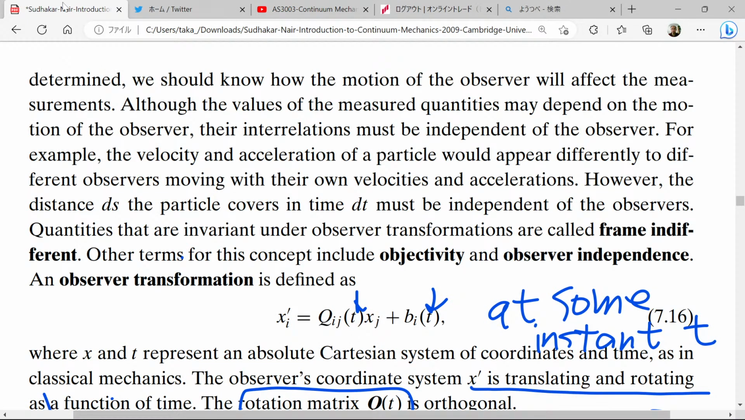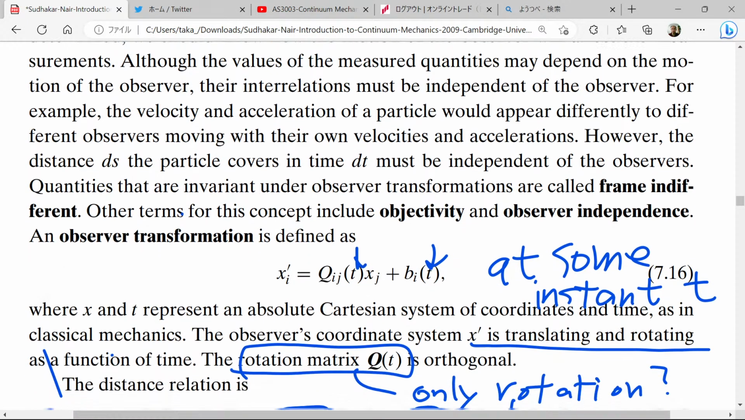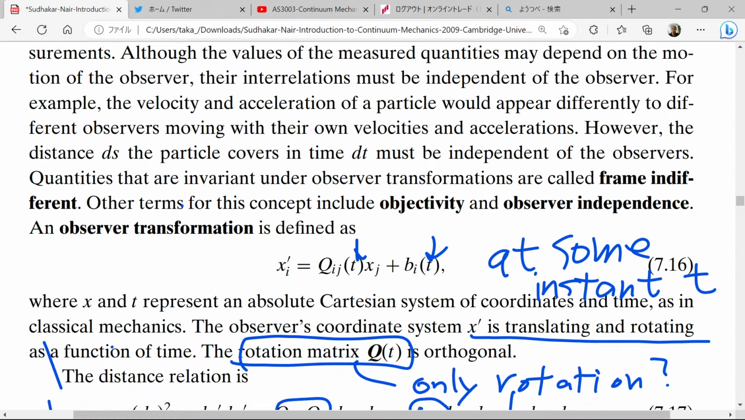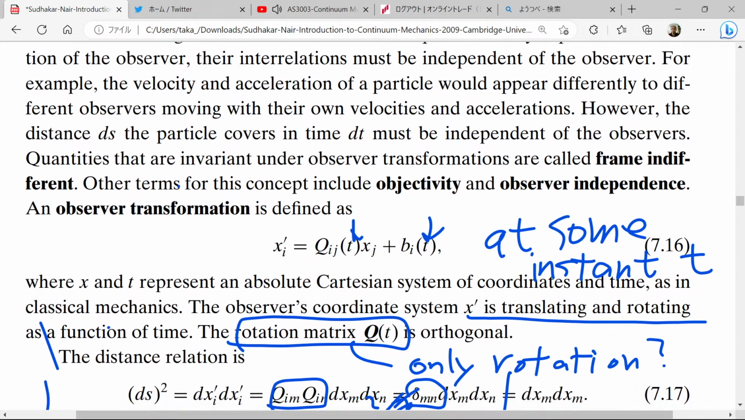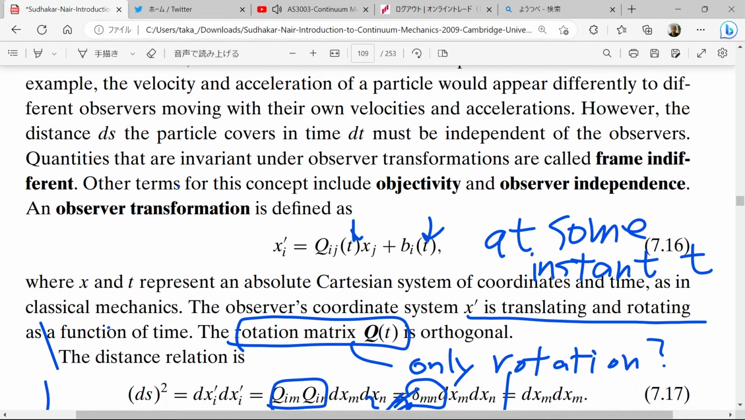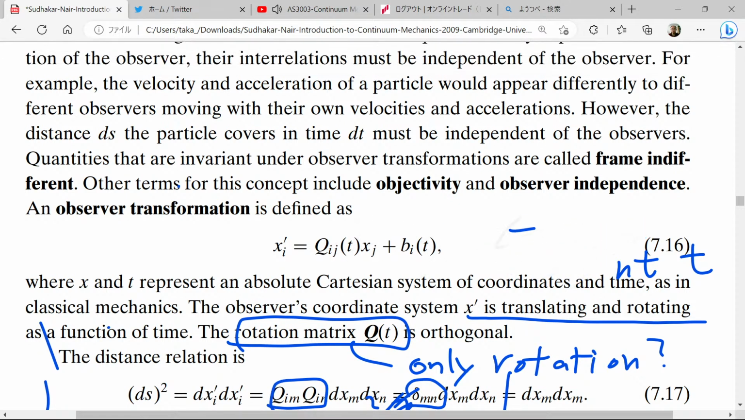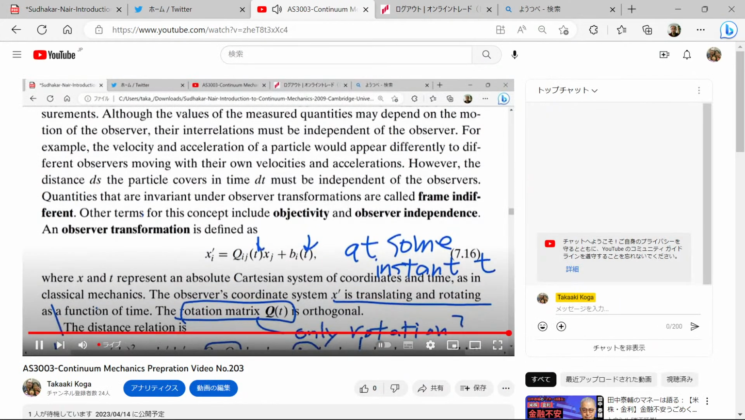Okay, so I think I want to start from here. Okay, so we have this equation. See this equation and the meaning. This one, I thought about this meaning.